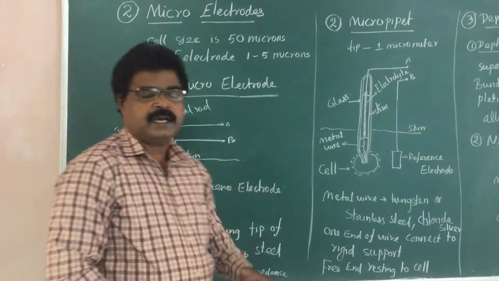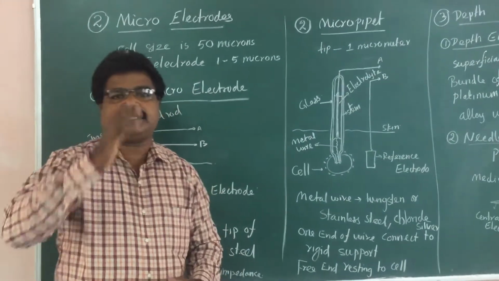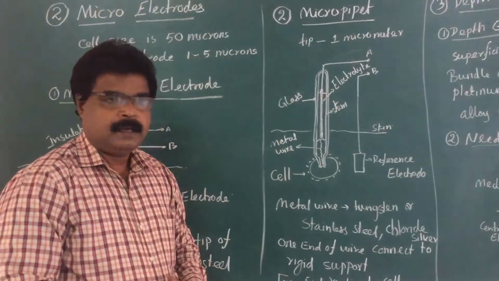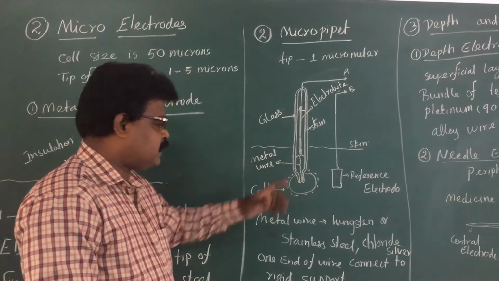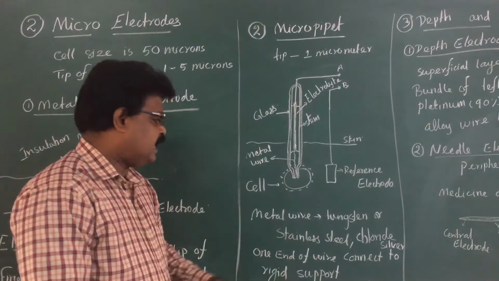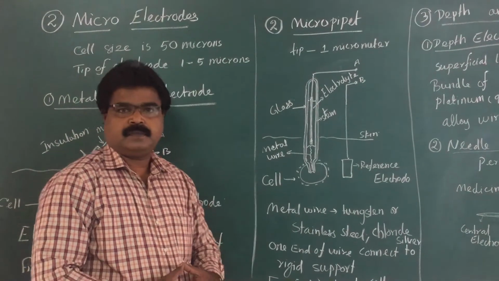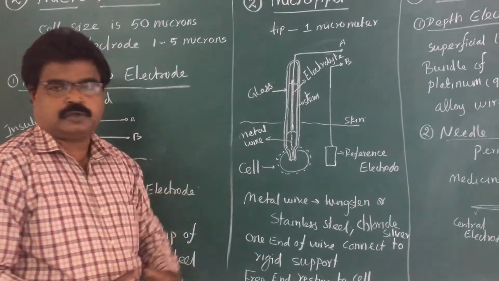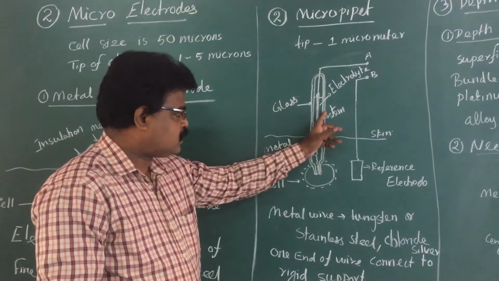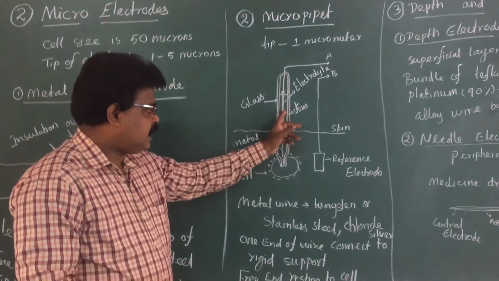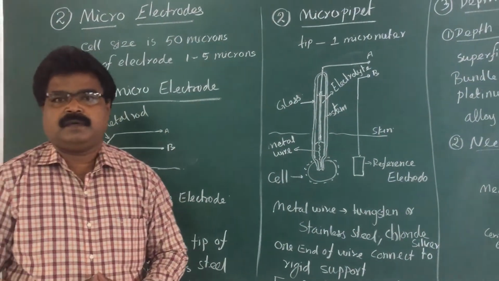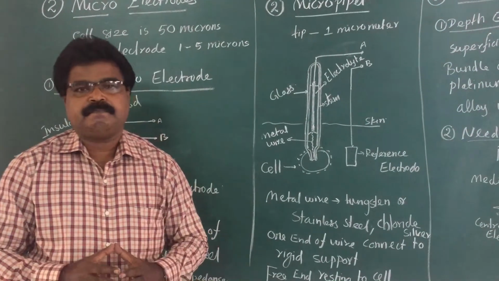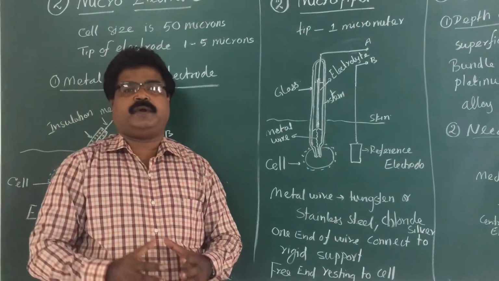The second one is the glass microelectrode, or it is called a micropipette. Here it is made up of glass. It consists of a fine metal wire made up of tungsten or stainless steel and silver chloride. This is the free end and the other end is supported on a rigid support. This is called the stem of the micropipette. Inside it is filled with the electrolyte, which is made up of potassium chloride, compatible with body fluids.